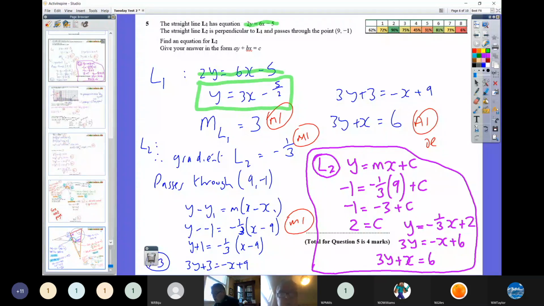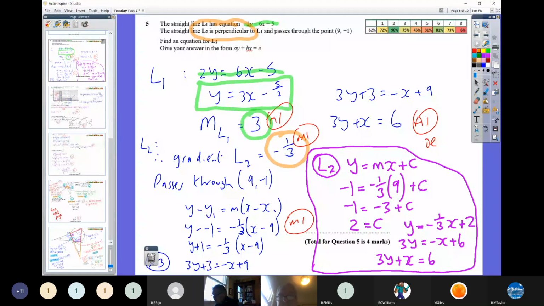Now, once you've got it into that y equals mx plus c format, then yes, you can conclude that the gradient of L1 was 3. That gave you a mark. Now, moving over to line L2, which is perpendicular. Remember, for a perpendicular gradient, you flip it over and change the sign. A number of you were flipping it over but not changing the sign. So you're giving me a gradient of plus a third. It isn't. It is minus a third. So getting that right gave you your second mark.